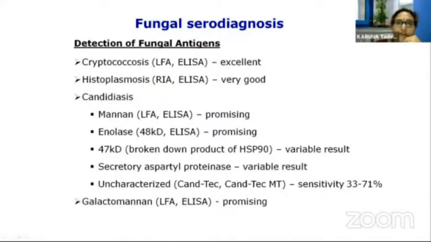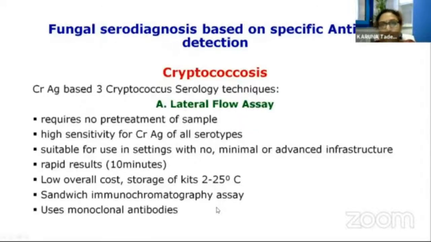Now coming to detection of fungal antigens: for Cryptococcus, the lateral flow assay and ELISA are excellent for fungal antigen detection. For histoplasmosis, again, we have radioimmunoassay or ELISA, which are very good for Histoplasma antigen detection. Candidiasis antigens, that is mannan, enolase, secretory aspartyl proteinase, are promising, but there are variable results. Now there is uncharacterized Cantec MT, with sensitivity around 33 to 71%. And galactomannan, in lateral flow assay or ELISA, is again promising.